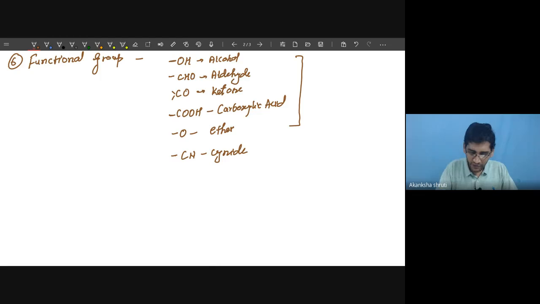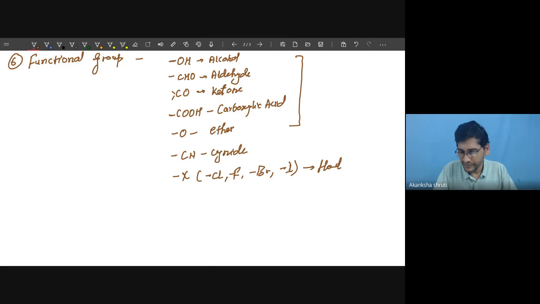Even in place of OH, there can be a halogen atom, say chlorine. It is denoted by X. So only a chlorine atom is there in place of hydrogen. Fluorine or bromine, etc., or maybe iodine also. It is called the halogen or halo group basically.